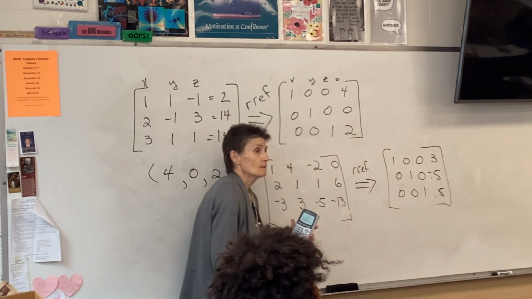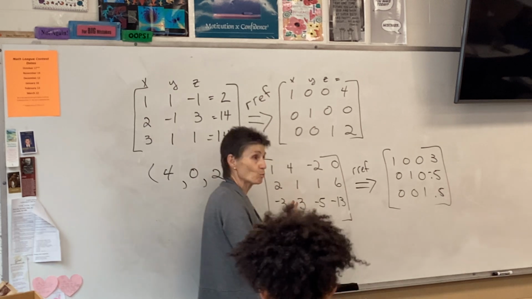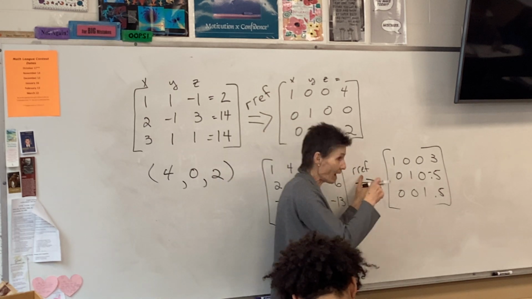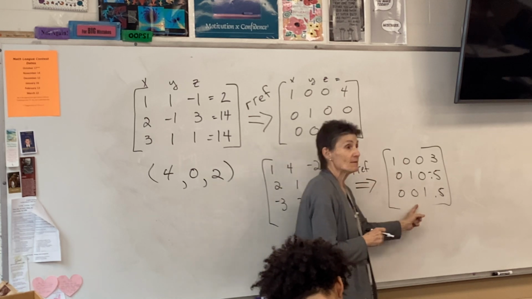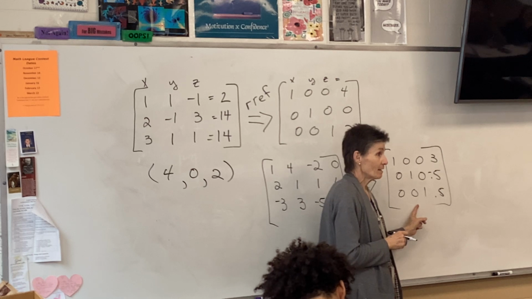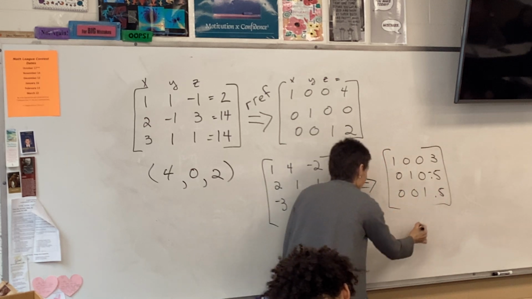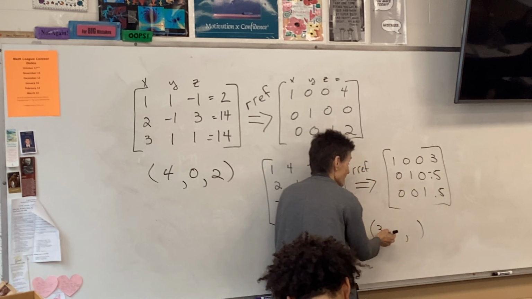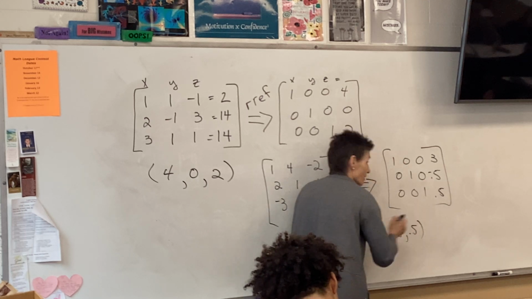Yeah. Now, this is what you have to write down. You have to write down the original matrix that goes in. You have to tell me I pressed the RREF button, and this is the matrix that came out. That's all you have to write down, except for the answer. You gotta write the answer. So the answer to this problem is 3, -0.5, and 0.5.